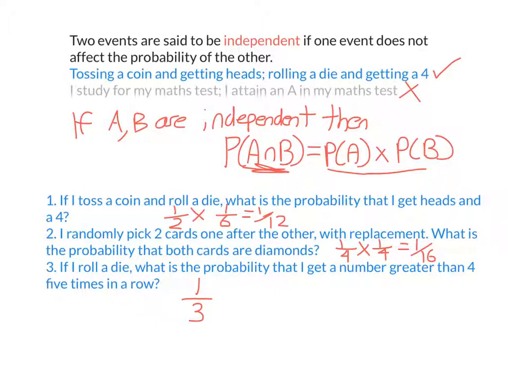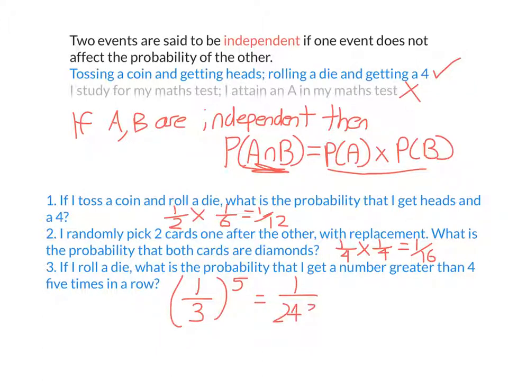So the probability I get that 5 times in a row, each time I roll the die is independent of the previous go. What I get at the first go on the die doesn't affect my chances of what I'll get the second go on the die. So the probability I get a number greater than 4, 5 times in a row is a third times itself 5 times. Of course, the easy way to do that is just raise this to the power of 5, and I get 1 over 243.